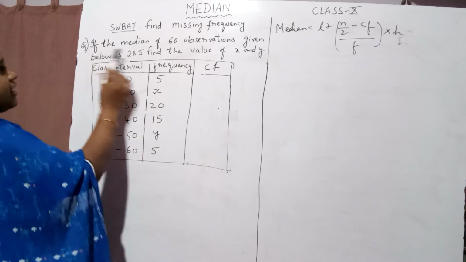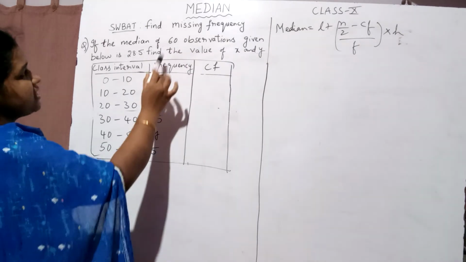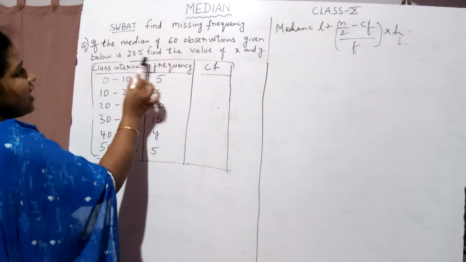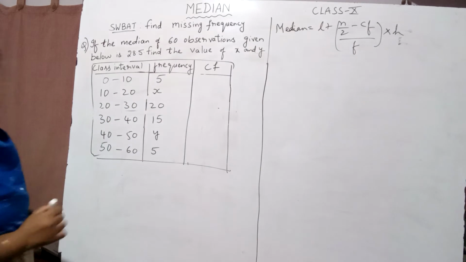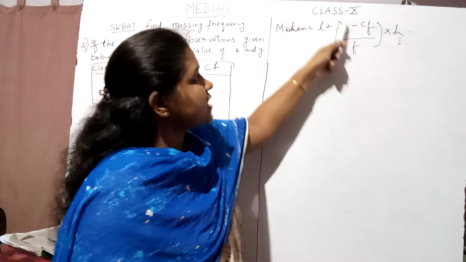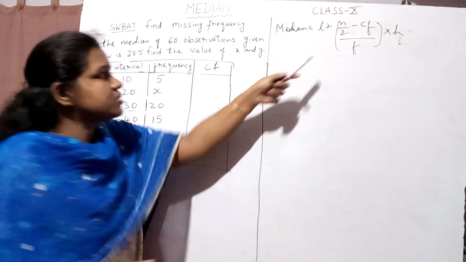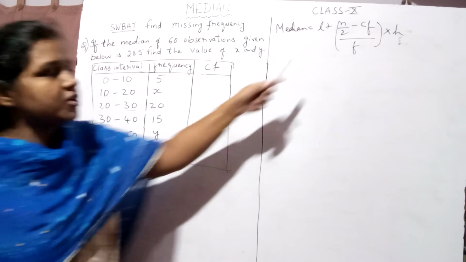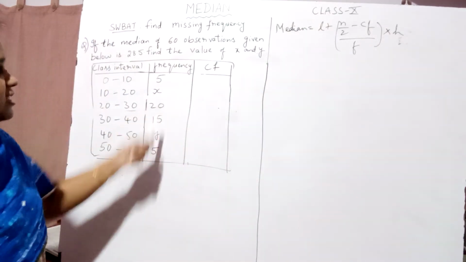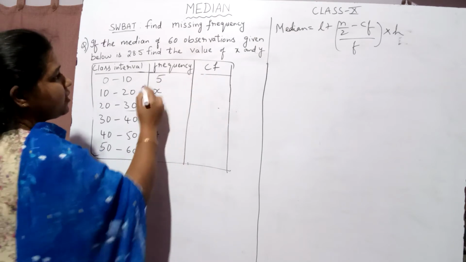So already given that the total observations are 60. That is, if you add up all the frequency, it will be equal to 60 and the median is given as 28.5. So we know the median formula, that is median is equal to L plus (N by 2 minus CF) by F into H. So you have to find the values of all these from the table, substitute it here and find the values of x and y.